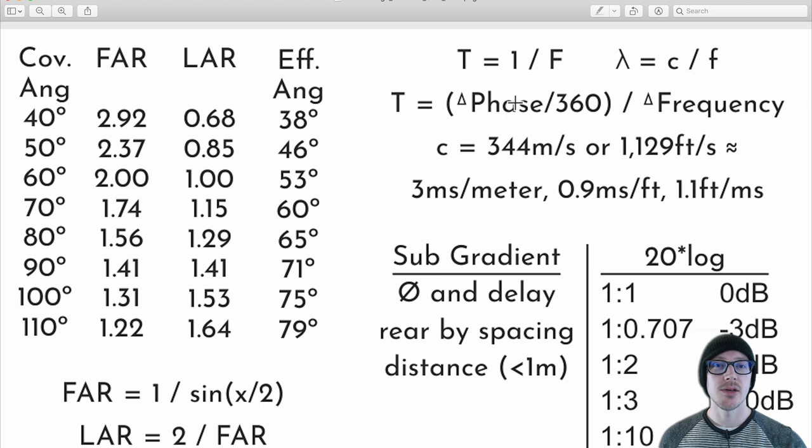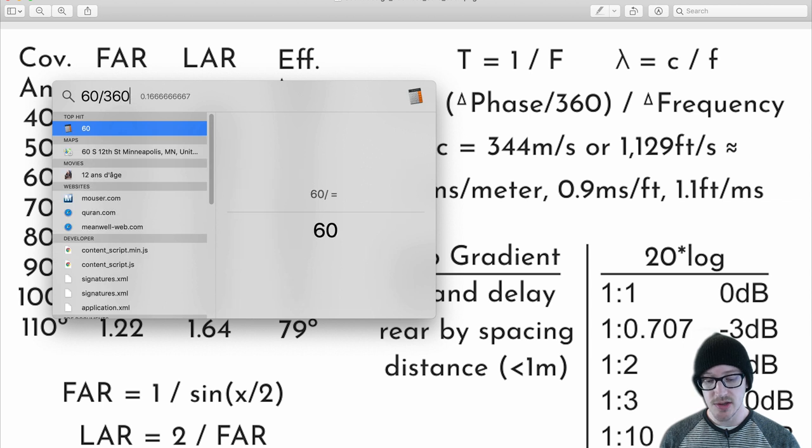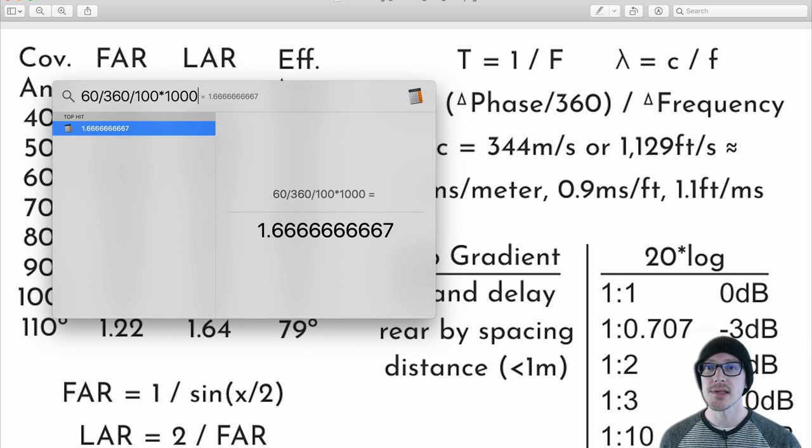Here we've got your phase to time conversion. This is really helpful when you're doing something like a main sub alignment, and you're looking at two phase traces, and you can see that they're 60 degrees apart at 100 hertz. So you could say, okay, what's 60 divided by 360 divided by 100 hertz? And we can see that that's 1.67 milliseconds. If I multiply this by 1,000, that's more clear, 1.67 milliseconds.